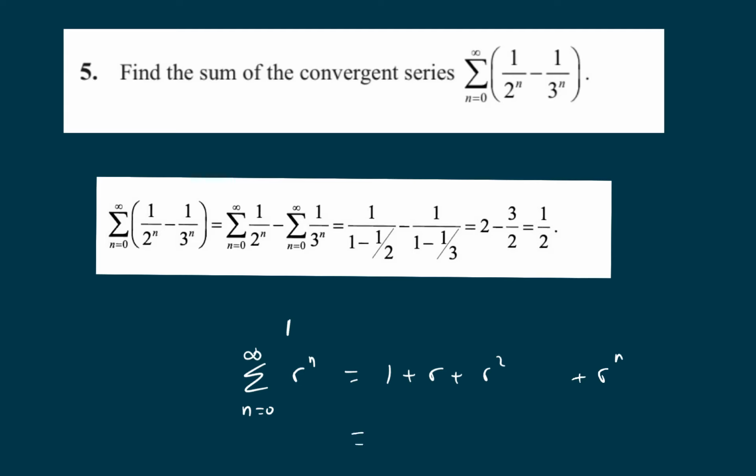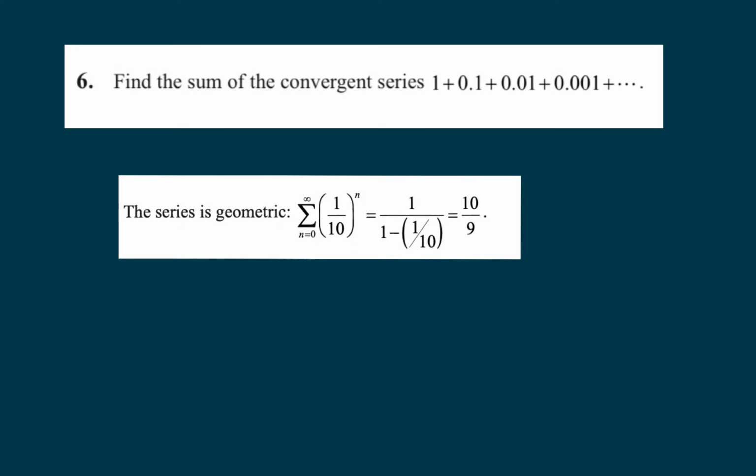And what is this sum? It is 1 divided by 1 minus r. So we apply this sum that we deduced in previous lectures, and the sum will be 1 divided by 1 minus r. And the other one would also be 1 divided by 1 minus r. I make the subtraction, and I will find 1/2. Let's go to the next problem.